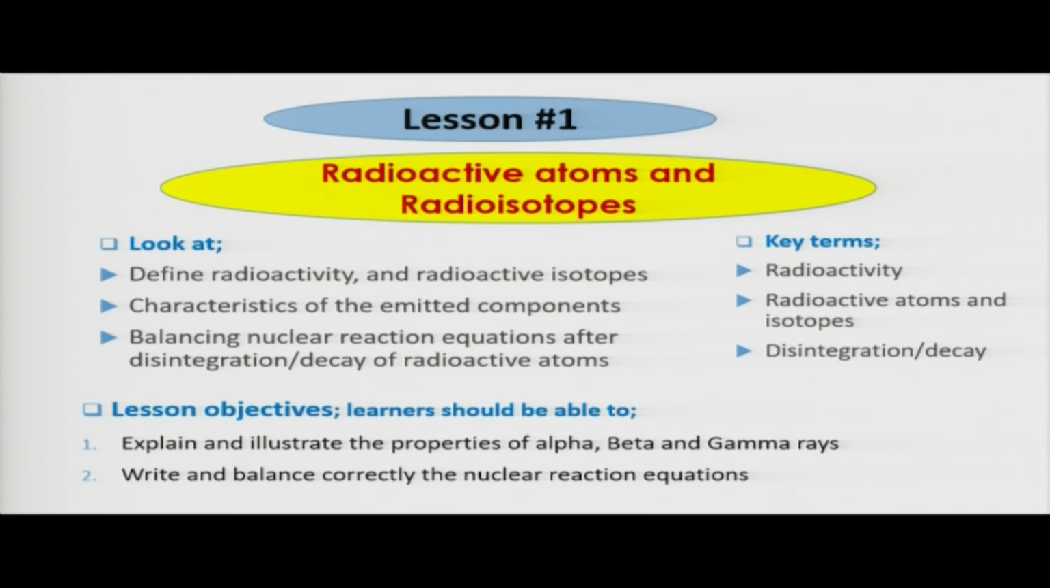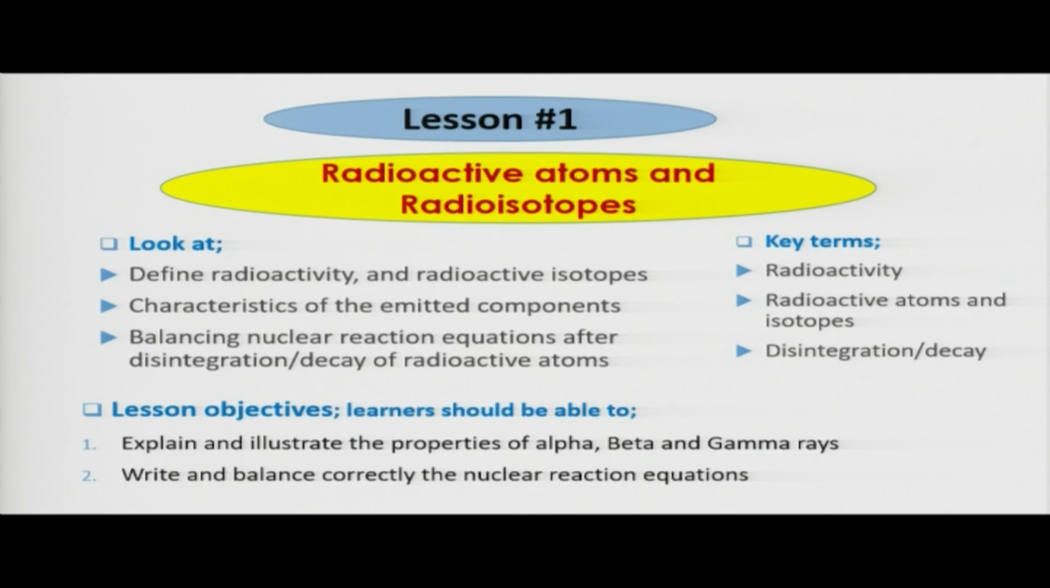The key terms we have: radioactivity, radioactive atoms, and radioisotopes. Then we have disintegration or decay. We're going to be using that word, decay. When we say it has decayed, then we are looking at that part of disintegration.